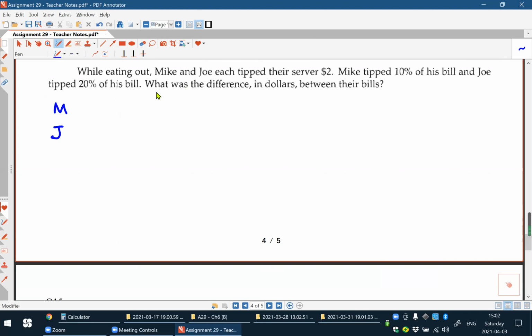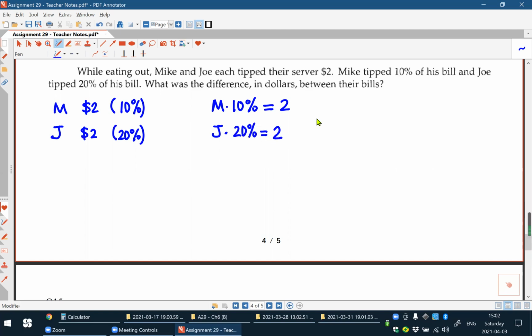So what do we know from the given information? For Mike, if he tipped $2, $2 is 10% of his total bill, right? For Joe, if he tipped $2, $2 is 20% of his total bill, right? So that means Mike's total bill times 10% is $2. And Joe's total bill times 20% is $2, right? So from this information, we know that Mike's total bill is $20. And Joe's total bill is only $10, right?